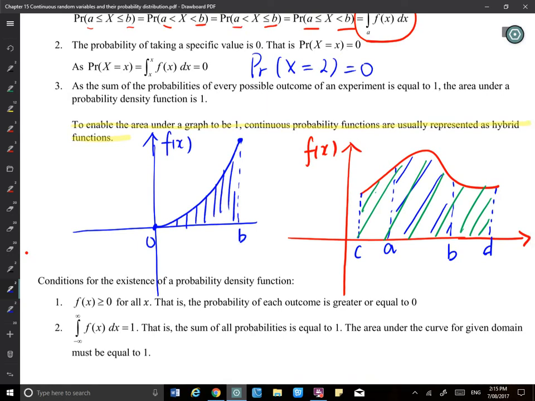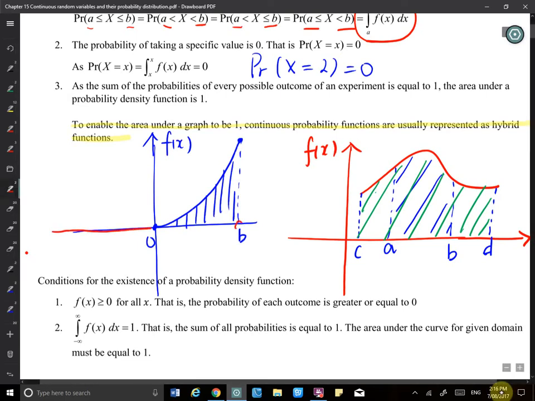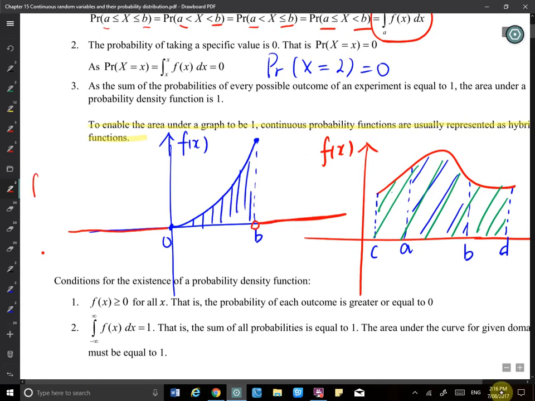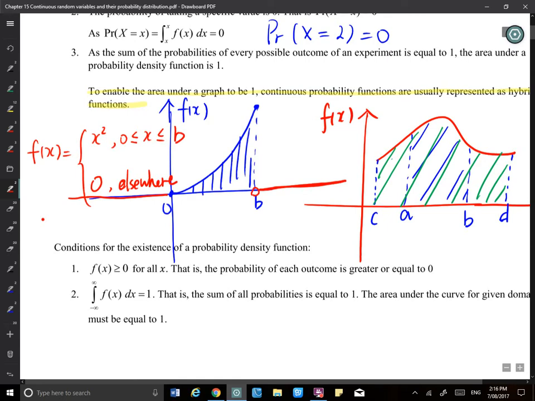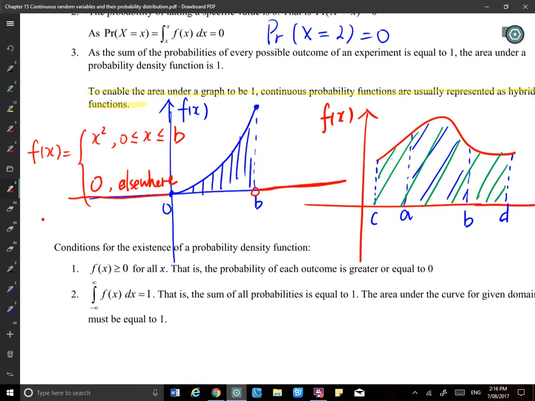So how about other points? I can only talk about 0 to b, then other points will all become 0. The hybrid function will be, I will describe this as x squared from 0 to b and 0 elsewhere. That's the way I describe a probability density function. So in between 0 and b, that area is 1.